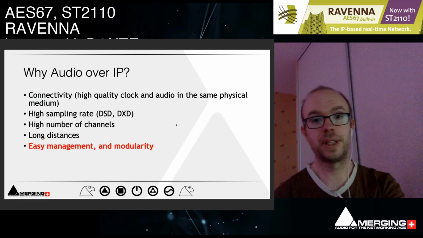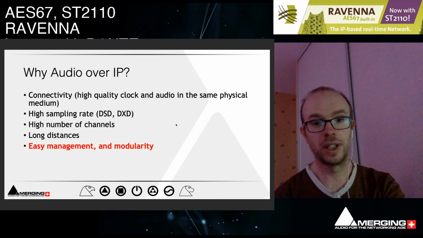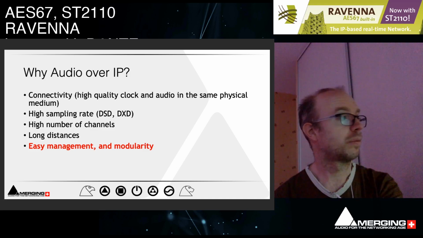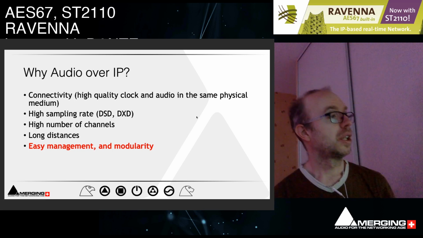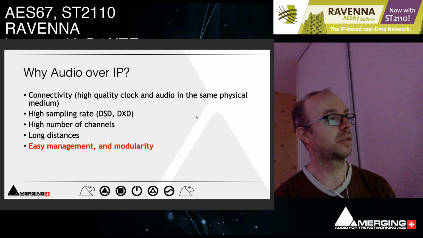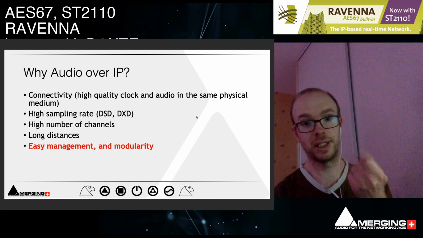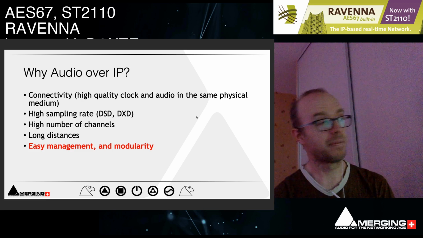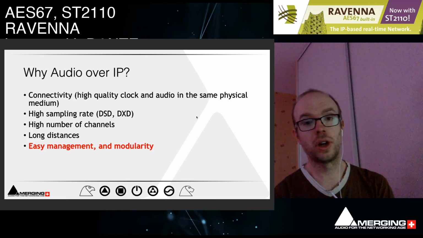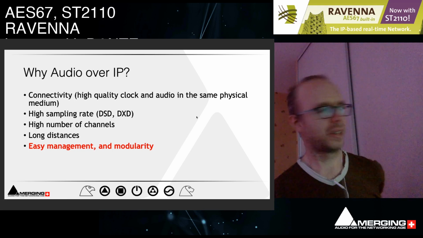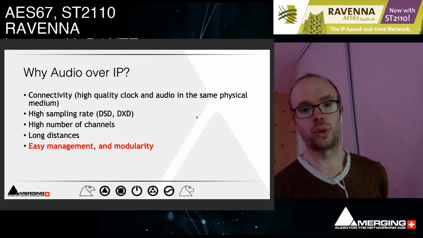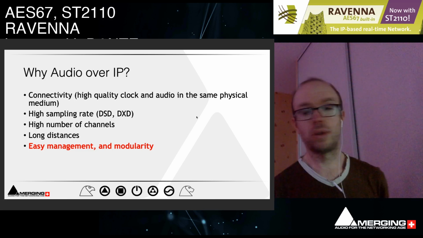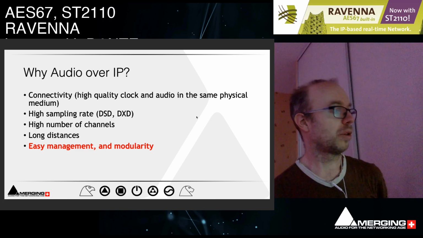So why audio over IP at Merging Technologies? The first advantage is connectivity. With audio over IP, you plug and play much more simply, and with only one physical medium, for instance, the Ethernet cable, to transport both clock and audio. Audio over IP also allows high sampling rates with no constraints at all. When you're using AES3 or when you're using MADI, you can be limited in the sampling rate. With audio over IP, the only limit is your own imagination.